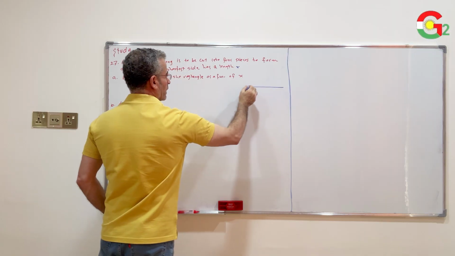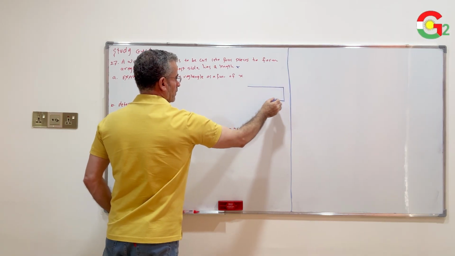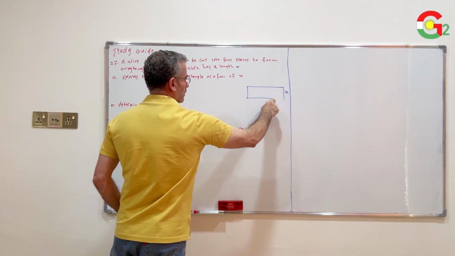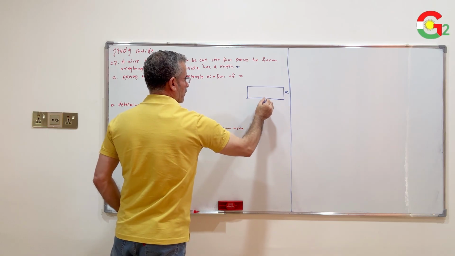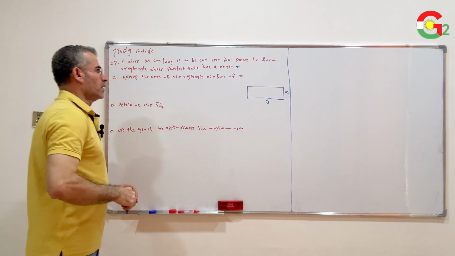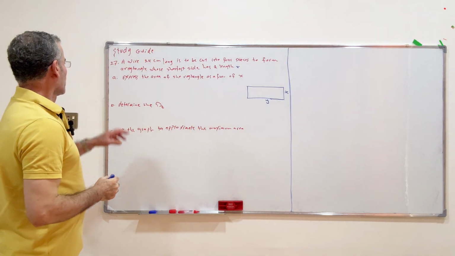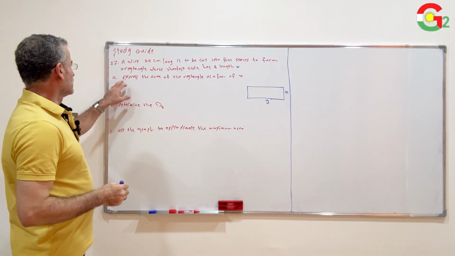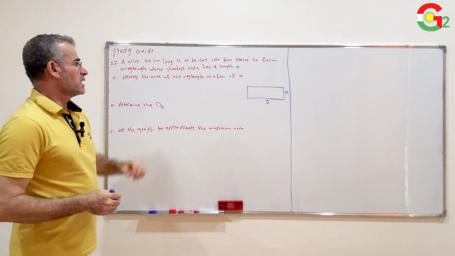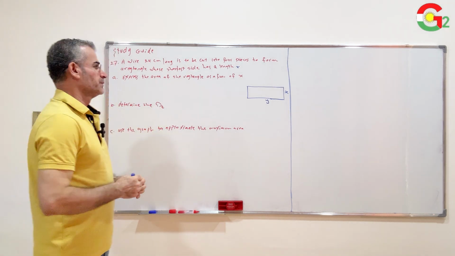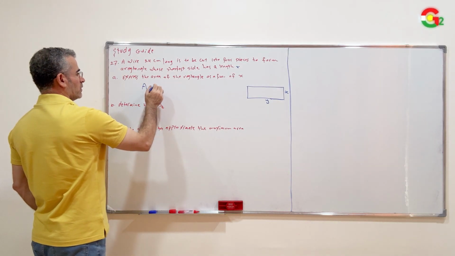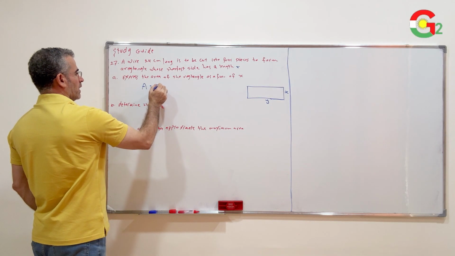This is the rectangle. This is the short side, and I'll give y for the long side. The first need is to express the area of the rectangle as a function of x. As you know, the area of the rectangle is equal to length times width.